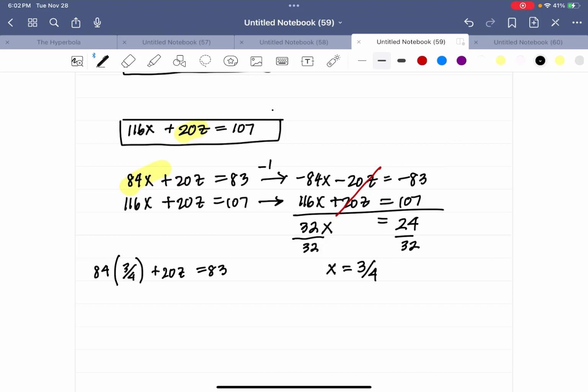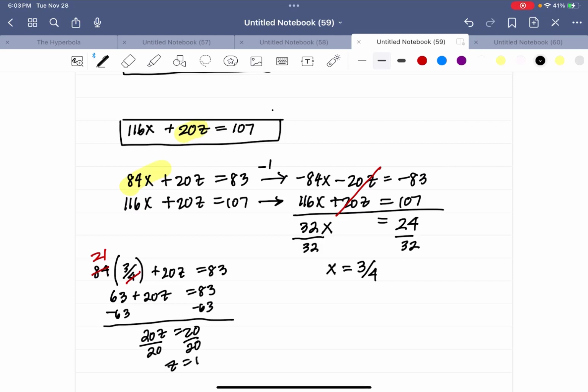Well, 84 times 3/4 is, let's see, 4 into 84. I'll do it the long way. 21 times 3, that's going to be 63. Plus 20z is 83. Subtract 63. 20z is 20, divided by 20, and z is 1.